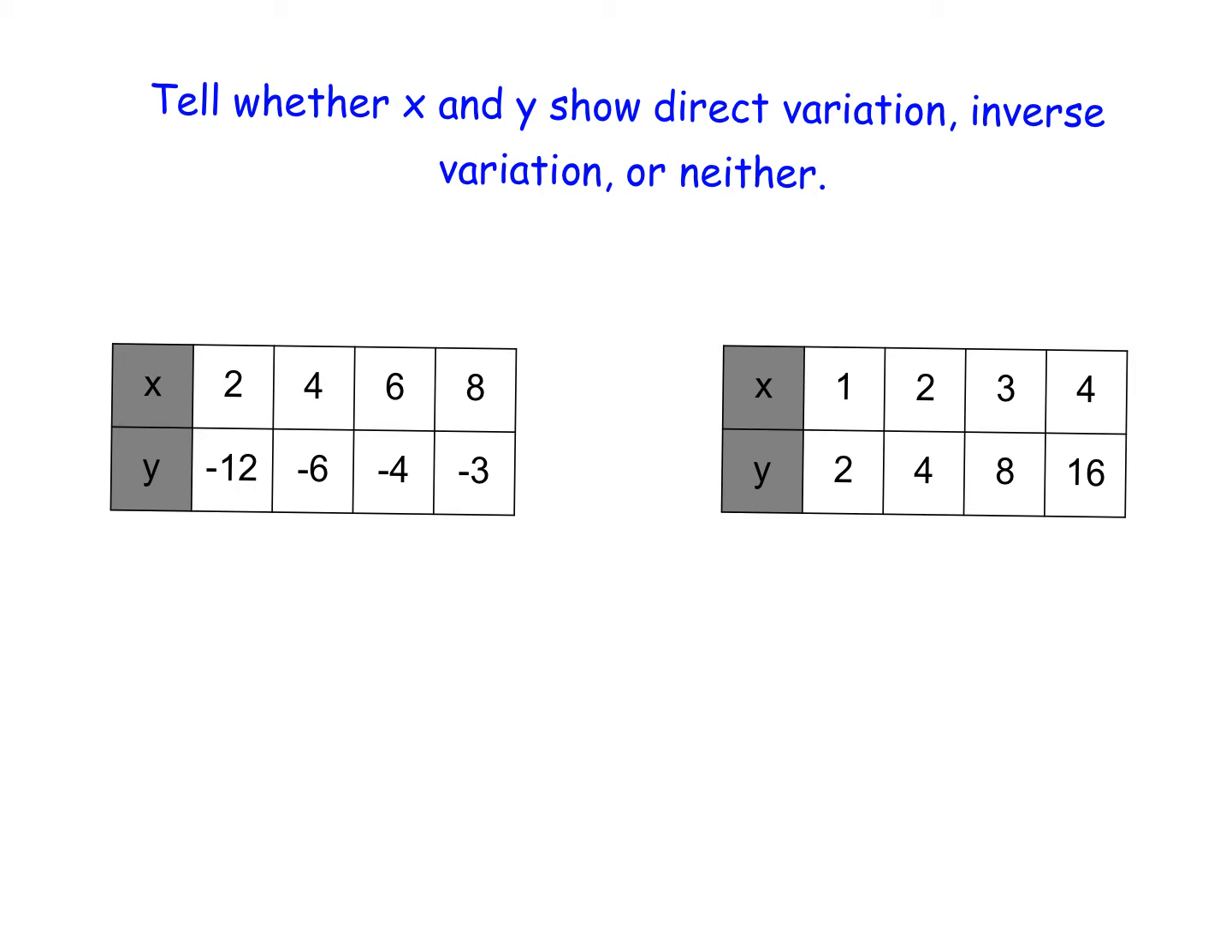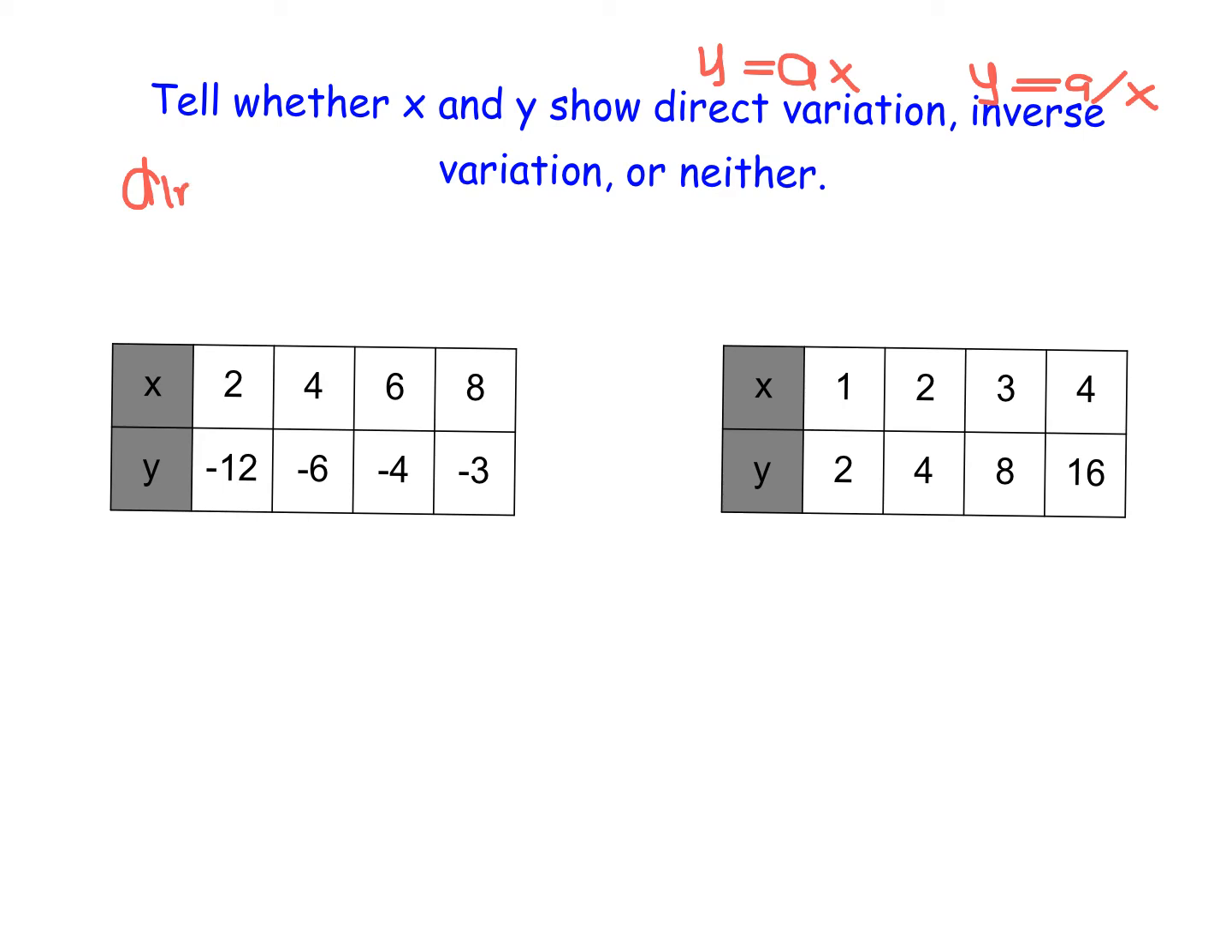And remember, our direct variation will result in the equation y equals a times x. Inverse variation will result in y equals a divided by x. Now, what we can do here is actually use these equations and manipulate them a little bit to look for patterns. So I'm going to rewrite this direct variation equation and this inverse variation equation for a.